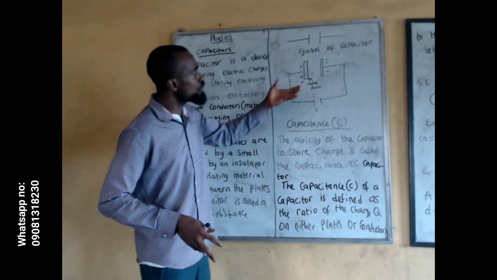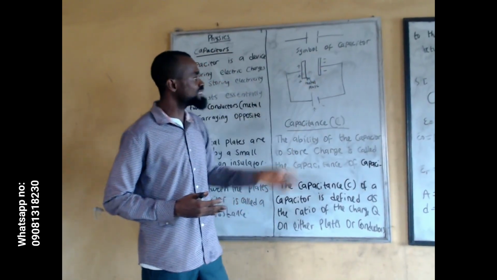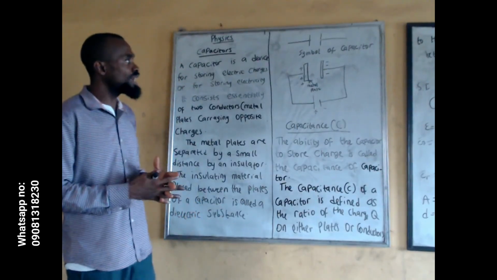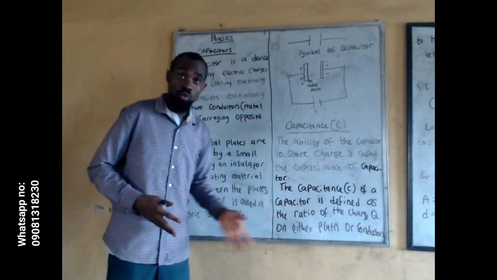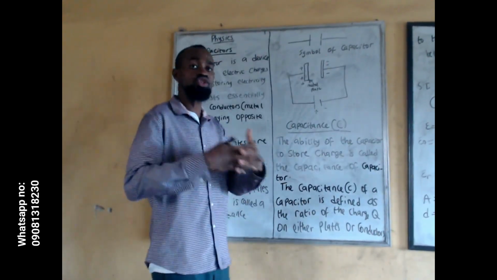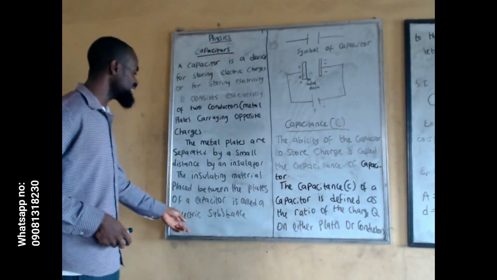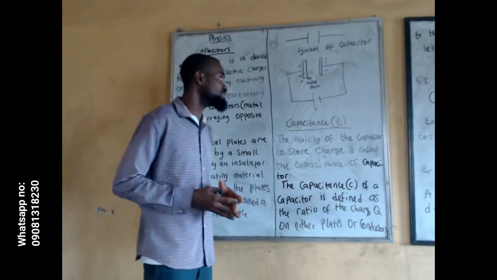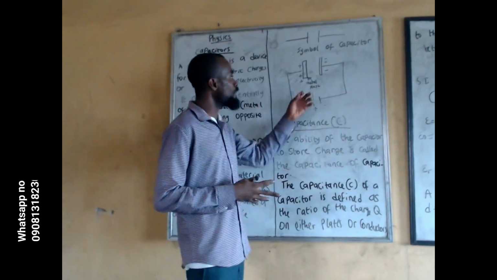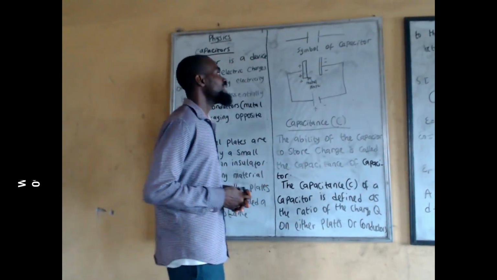Now, these two plates are not placed side by side. There is a distance between them, and sometimes you can choose to separate them with an insulator. This insulator is what we call the dielectric substance.